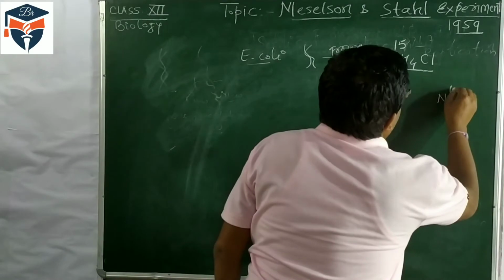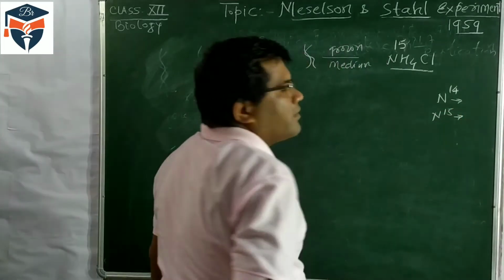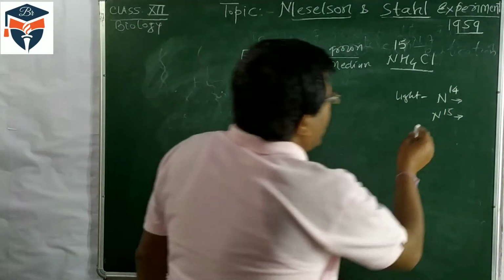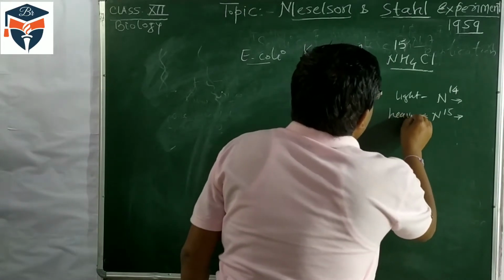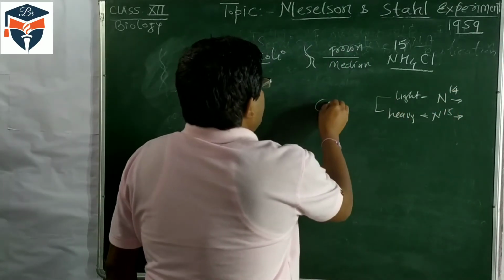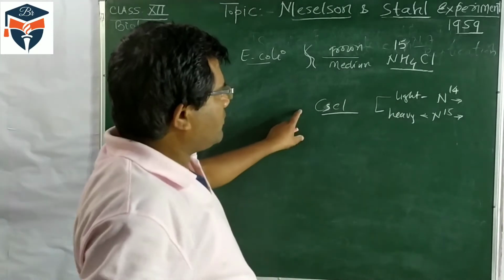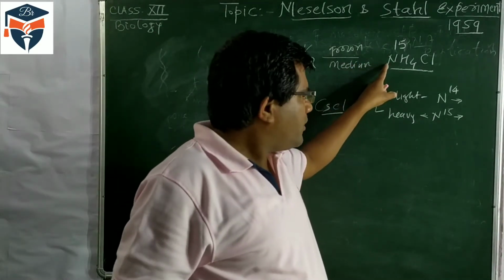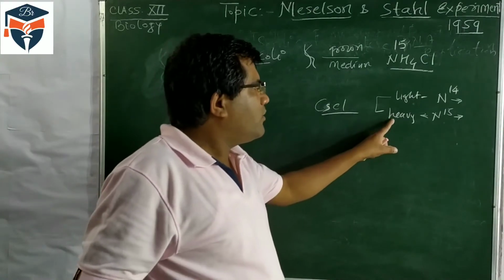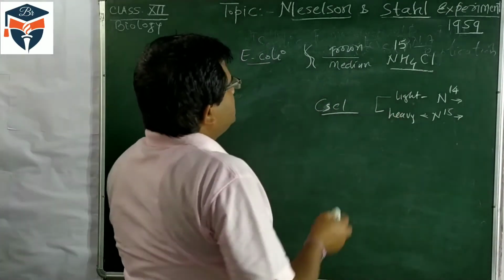Two forms of nitrogen occur. Nitrogen 14 is the light form with less density, and nitrogen 15 is the heavy form of nitrogen, which has more density. Nitrogen 14 and nitrogen 15 can be separated by cesium chloride gradient. So first we should understand that there are two isotopes of nitrogen: nitrogen 14 is light, and nitrogen 15 is heavy, and both can be separated by cesium chloride gradient.